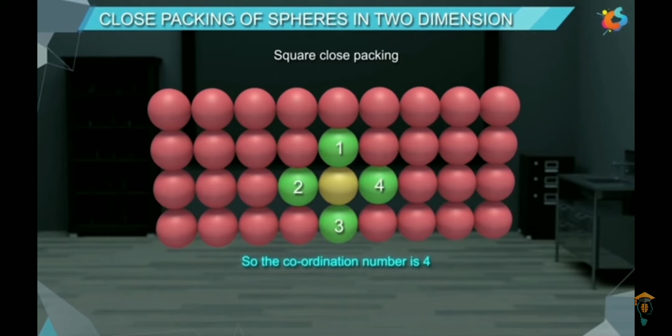If we call the first row as A-type row, the second row being exactly the same as the first row, it is also called A-type. If we keep on placing such similar rows one above the other, then such an arrangement is known as AAA type of arrangement or square packing.